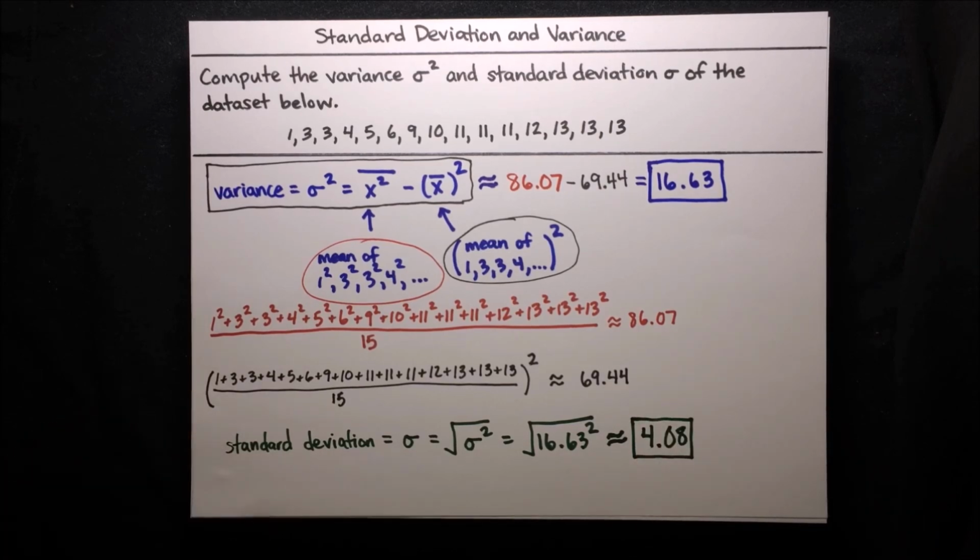Great, so now we know how to compute standard deviation and variance, which give us a measure of the dispersion of a dataset. And in the future, when we learn how to plot datasets, we'll get a better idea of what it means visually for a dataset to be dispersed.